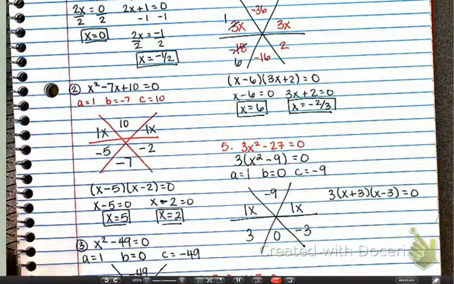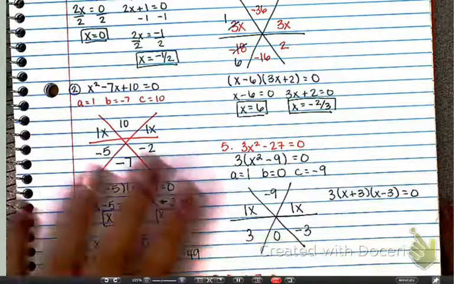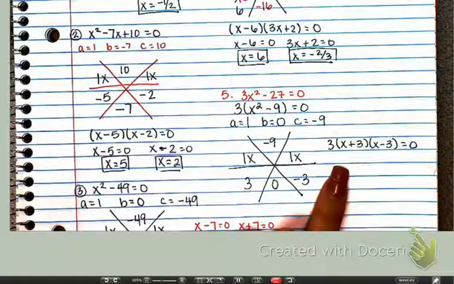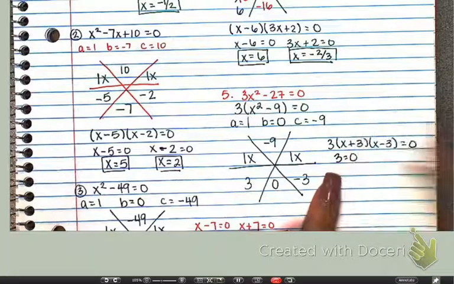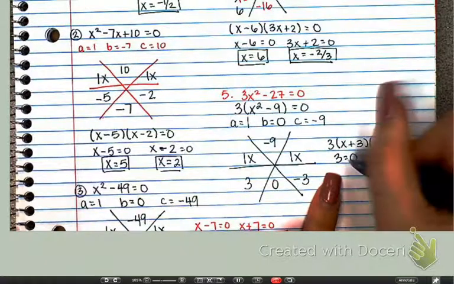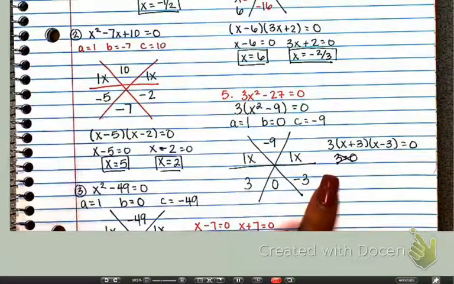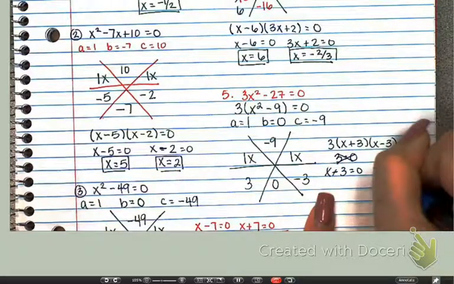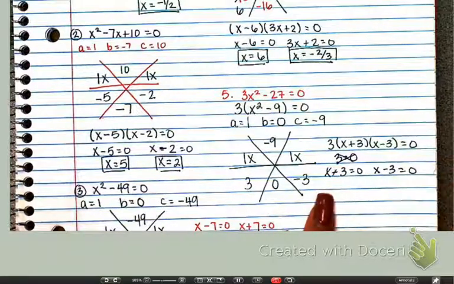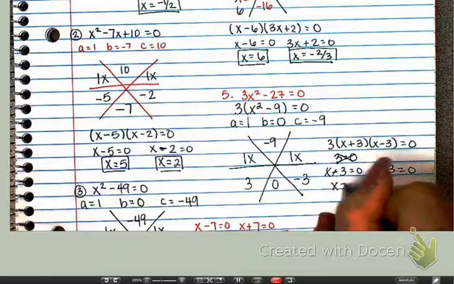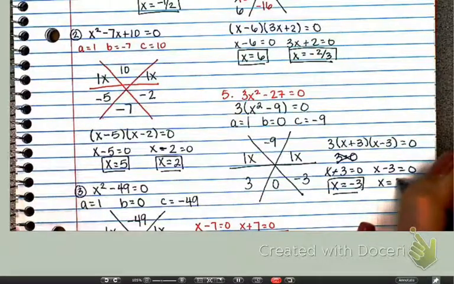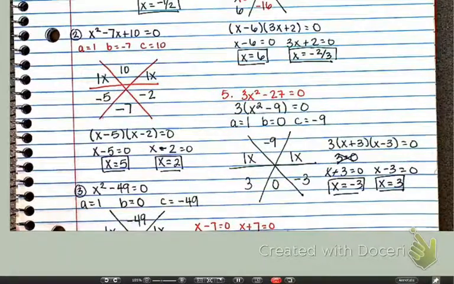So if I'm setting my factors equal to 0, what gets set equal to 0? Okay, I can set 3 equal to 0, but what's going to happen there? I'm going to cross it out because it doesn't even make sense. 3 doesn't equal 0. So now I'm going to deal with the x plus 3 equals 0, and the x minus 3 equals 0. So x equals negative 3, and x equals positive 3.